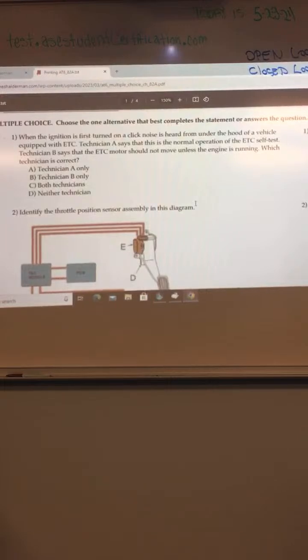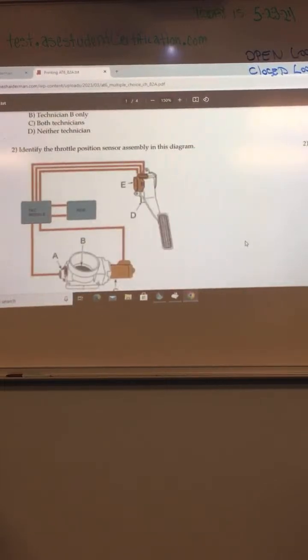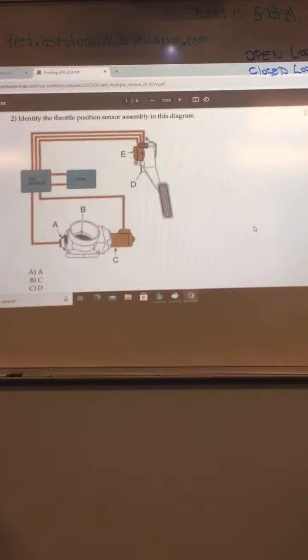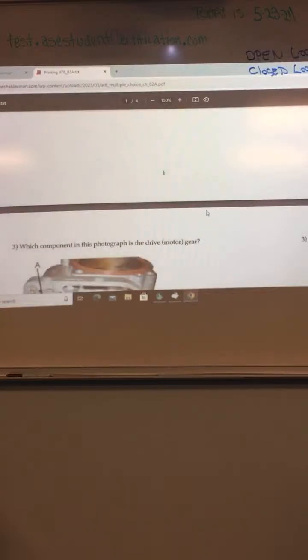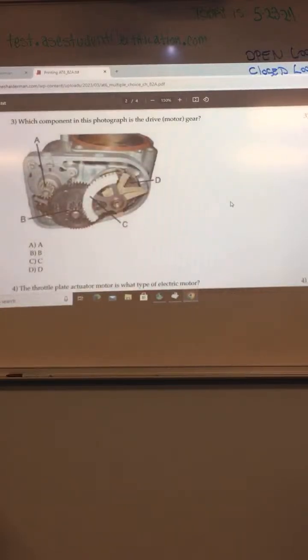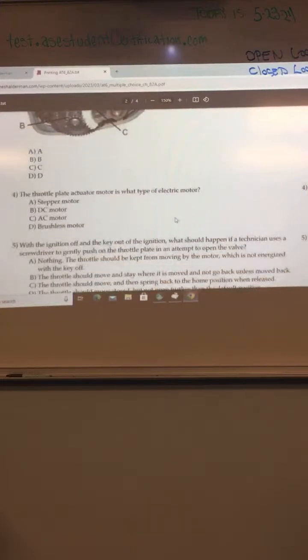A is what we're looking for. Identify the throttle position sensor in this diagram. So, wait, one was what? 2 is A. Yeah, 2 is A. 3 is A. Drive motor, that's this guy right here, driving these other gears.